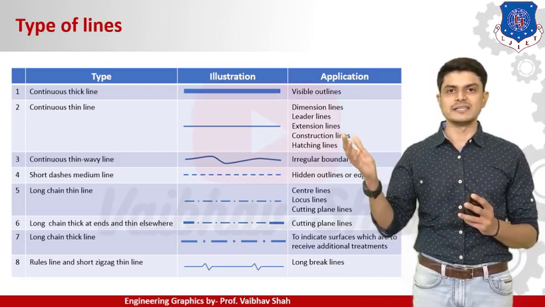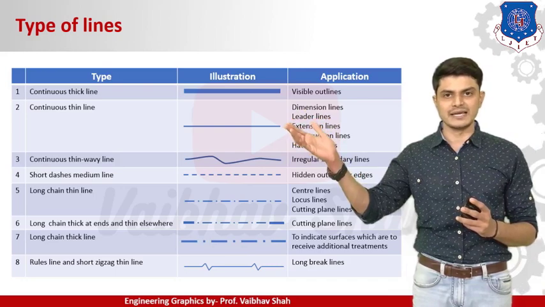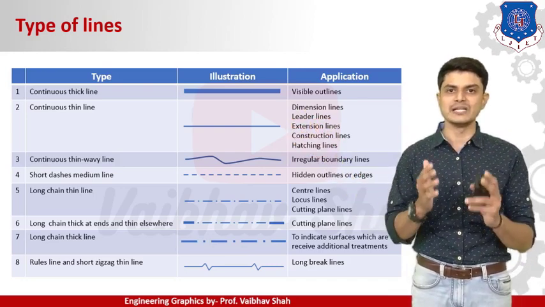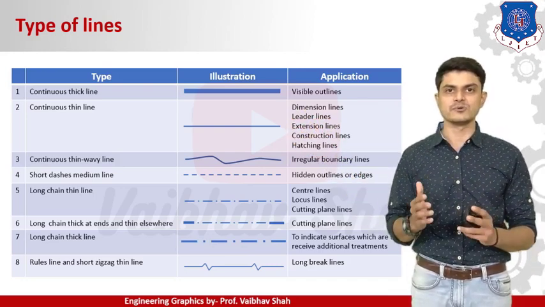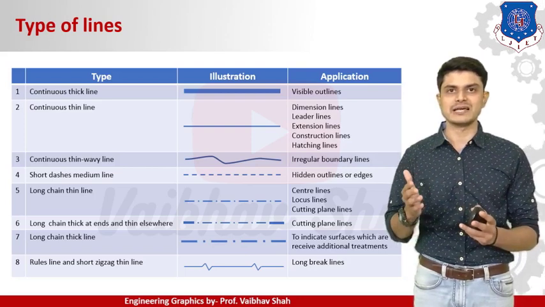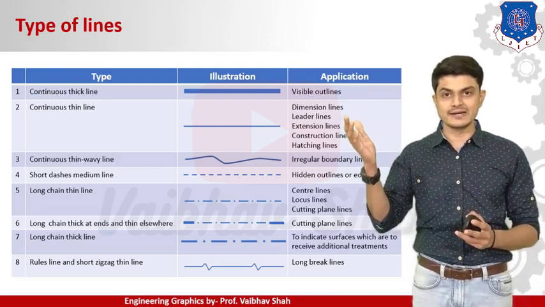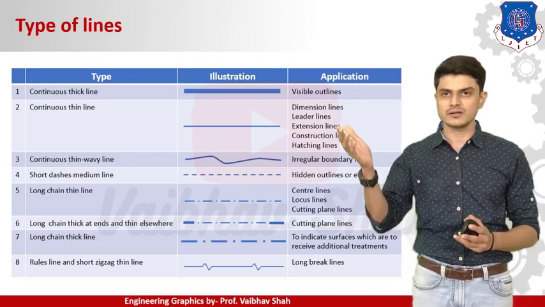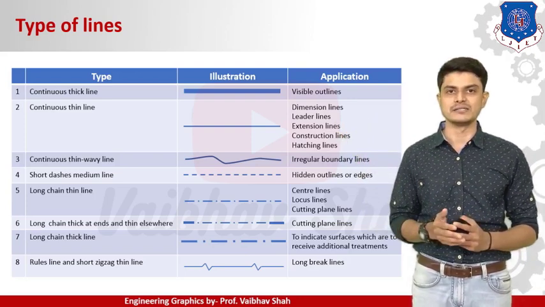Second, continuous thin line. So this is a representation of continuous thin line. It is the most important line and widely used in engineering applications. So it has broad applications like dimension lines, leader lines, extension lines, construction lines, and finally the hatching lines.